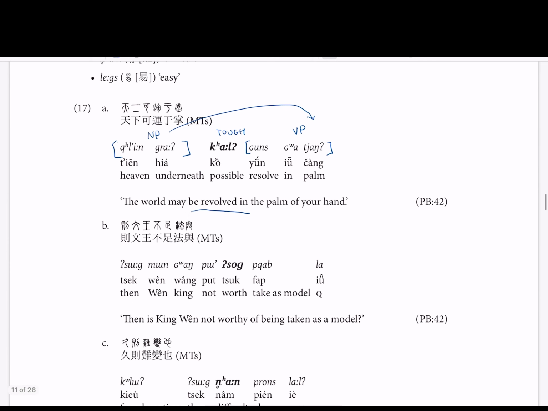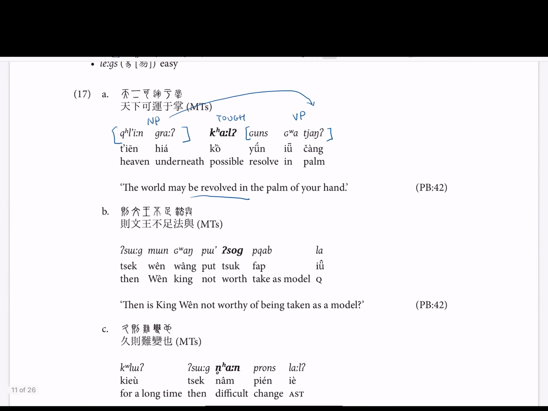And then the sentence in 17b, Sug mun guang. Sug is a temporal adverb, then, and is not part of the tough construction. The NP munguan is the surface subject, and putsog is the negated form of the tough predicate, sog. So this is the tough predicate. And finally, kab is the verb. So the entire sentence means King Wen is not worthy of being taken as a model.